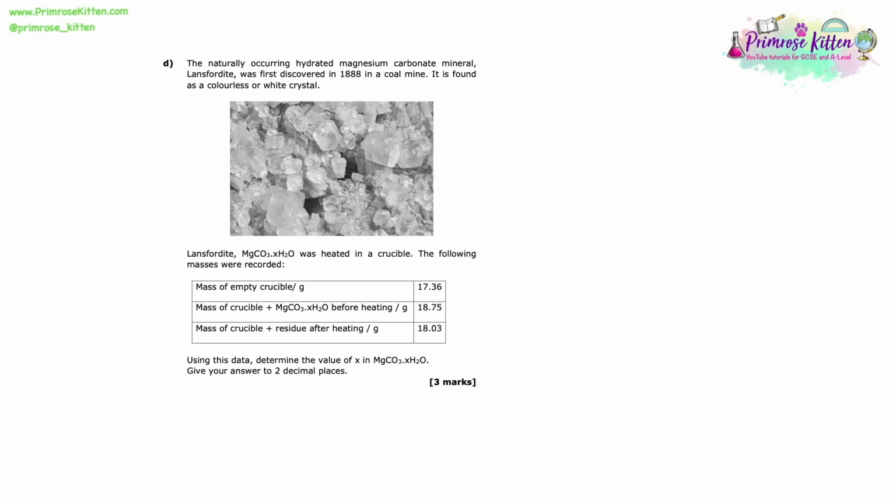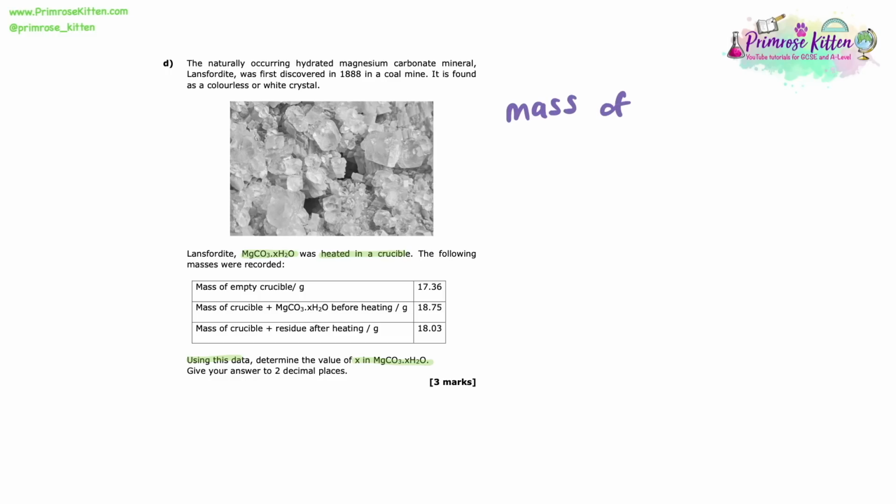The naturally occurring hydrated magnesium carbonate mineral, lansfordite, was first discovered in 1888 in a coal mine. It's found as a colourless or white crystal. Lansfordite, MgCO3.xH2O, was heated in a crucible. Here we're given some data and we're asked to determine the value of x, the waters of crystallization of this MgCO3.xH2O. So to do this, we're going to need to work out a few masses from this data.